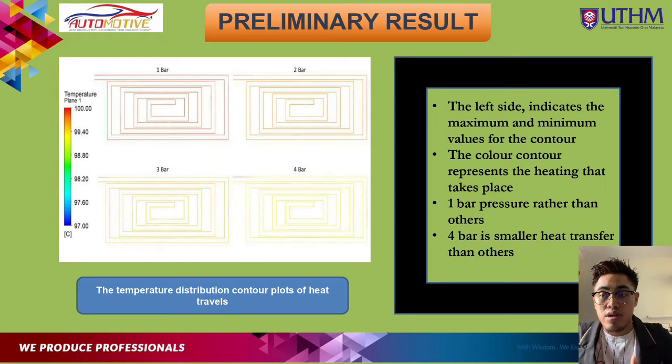So the color represents the heating that takes place. 1 bar pressure rather than other. Di sini menunjukkan 1 bar mempengaruhi nilai distribution yang lebih besar, di mana bar yang kurang menghasilkan result yang lebih baik daripada pressure yang lebih besar. But for 4 bar is smaller heat transfer than other, menunjukkan di sini menggunakan 4 bar tidak memuaskan berbanding dengan pressure yang lain.